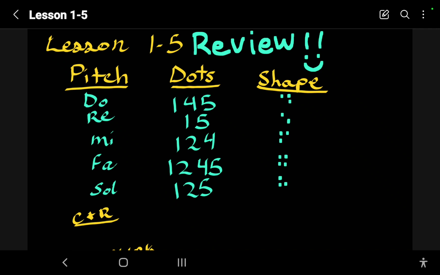The third one. Here is your Do. And here is the melody. Pause. Here's the melody for the second time. That's your Do. Pause. And here's the melody for the third time. Here's your Do.